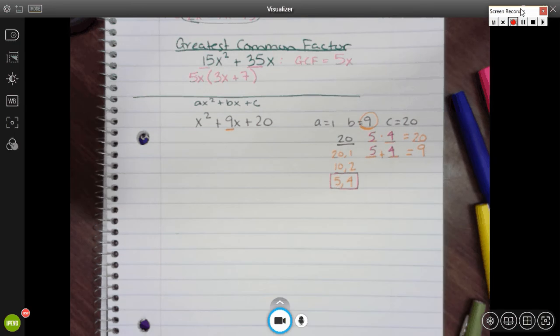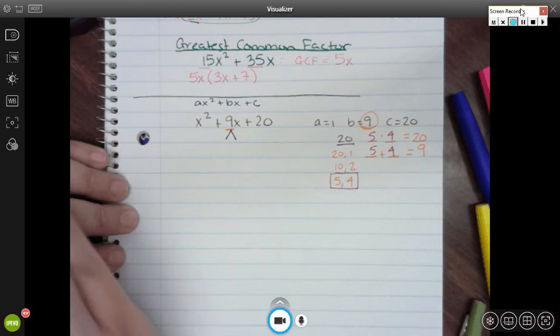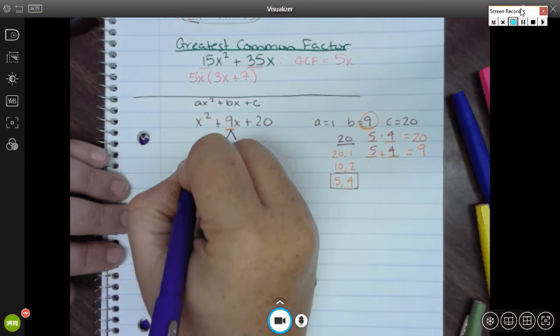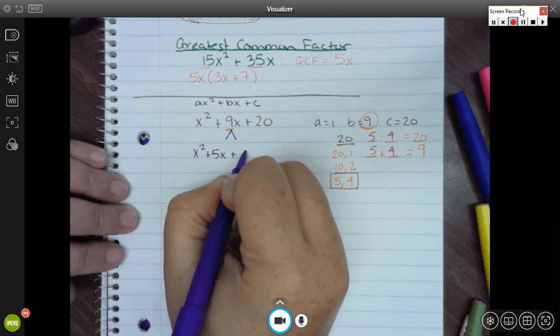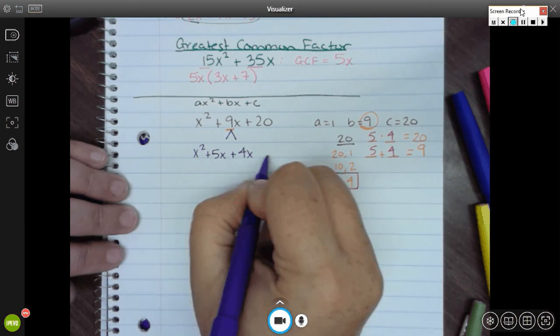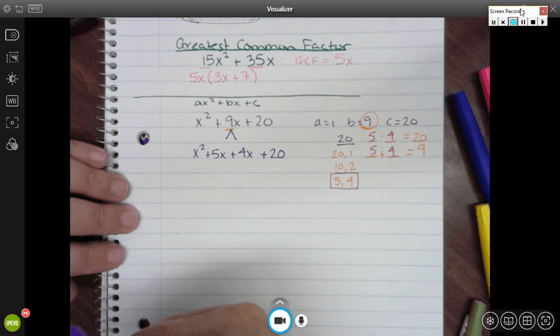Okay, so what I'm going to do is rewrite this middle term as 5x plus 4x. Okay, so now I have x squared plus, and the order does not matter here. If you put 4x and 5x and I put 5x and 4x, it does not matter. You're going to come back to the same thing.